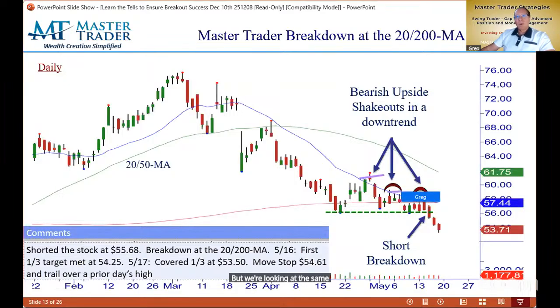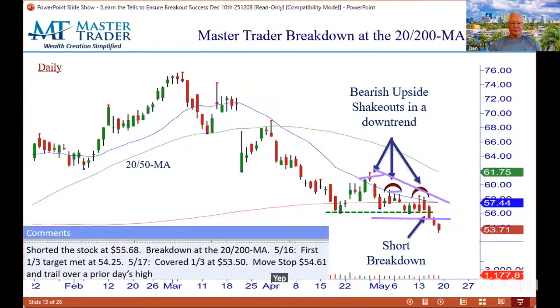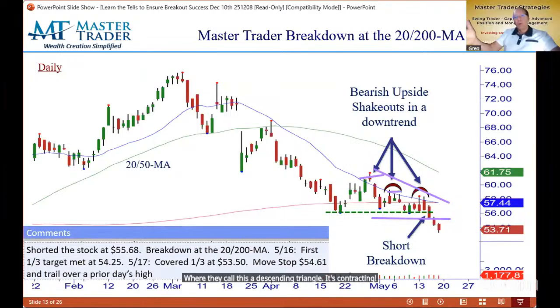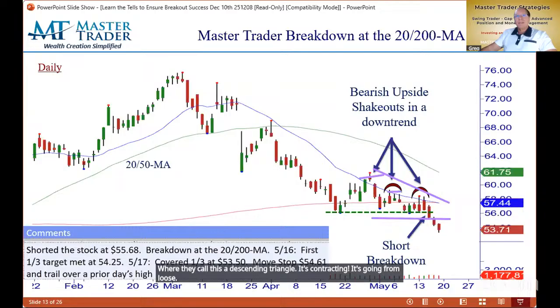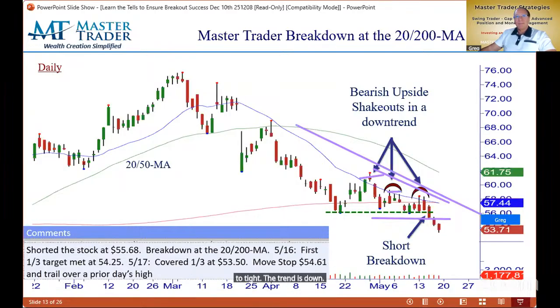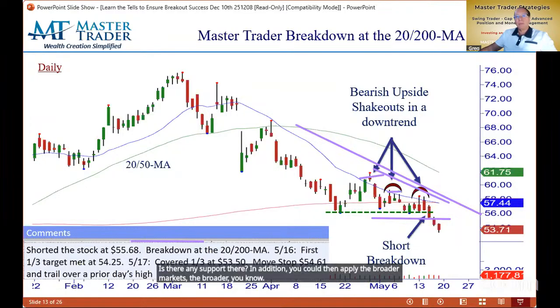Look, or I could draw it like this, where they call this a descending triangle. It's contracting. It's going from loose to tight. The trend is down. Look to the left. Is there any support there? In addition, you could then apply the broader market: is this showing relative weakness?